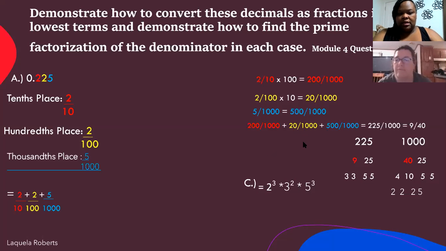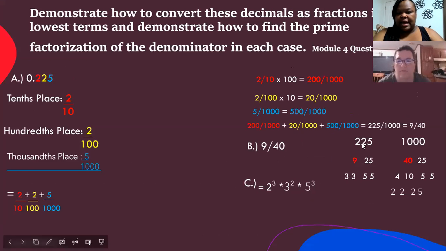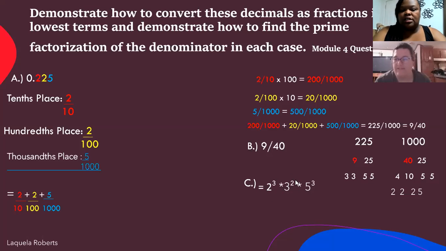So then your B, you got your 40, and it's got 225 and the 1,000. So you see the 9 and 25, 3 and 3, 5 and 5. And then 1,000 is 40 and 25. And then you got 4 and 10, 5 and 5, 2 and 2, 2 and 5. Miss Dominique, I love how you broke that down. And so you got 2 to the third times 3 to the second times 5 to the third.